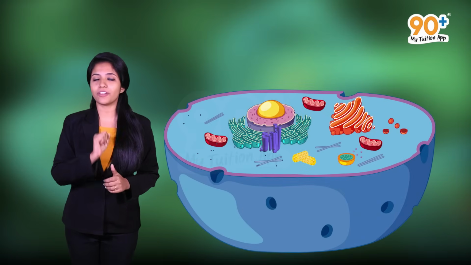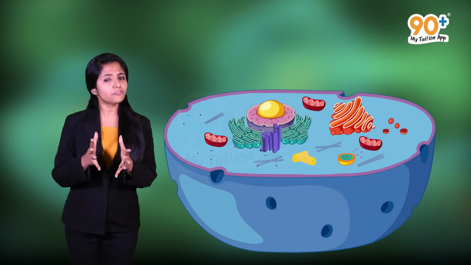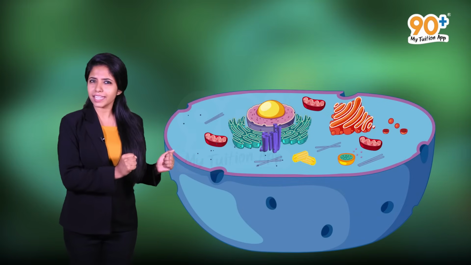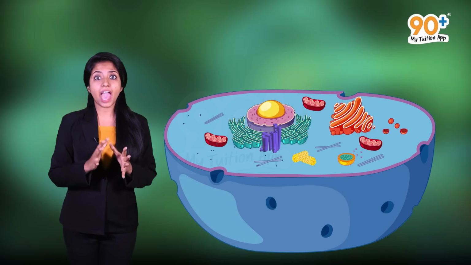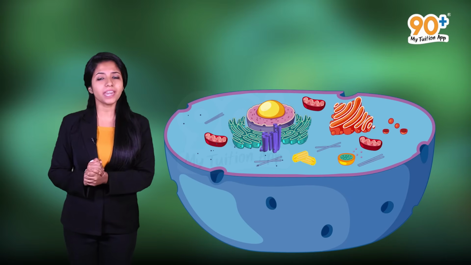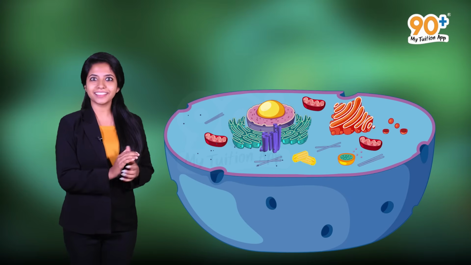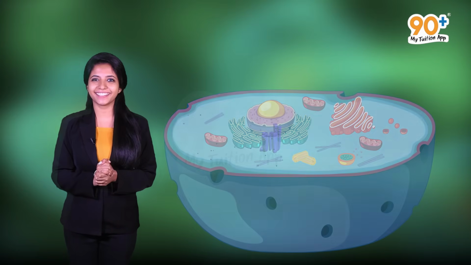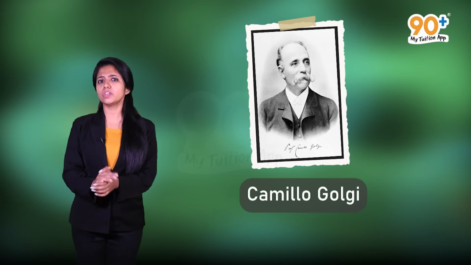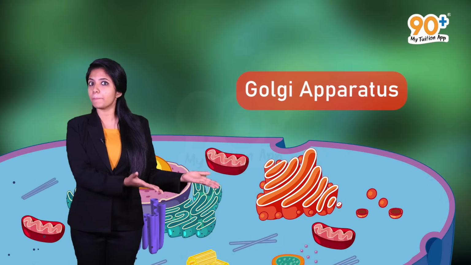And there's one more very important thing. The ER functions as a framework inside the cytoplasm of the cell and provides a surface for many biochemical activities to take place within the cell. That's much more interesting. Look at him. Do you know him? Well, he is Camillo Golgi. Say hi. He is the one who discovered the Golgi Apparatus.